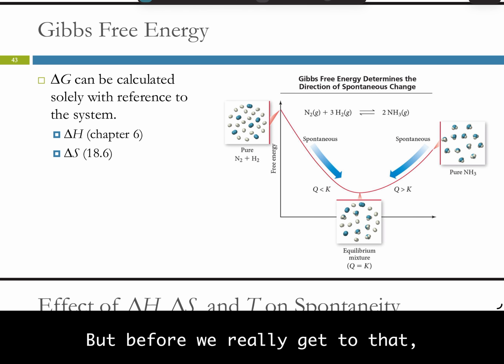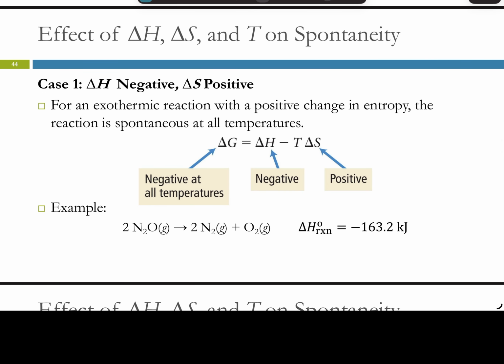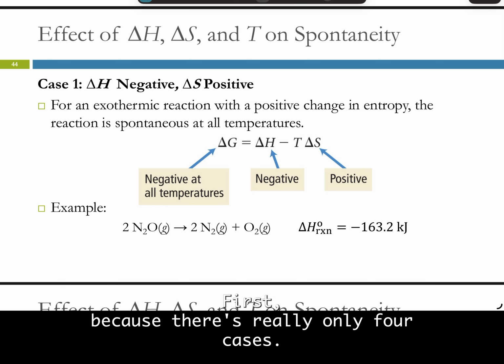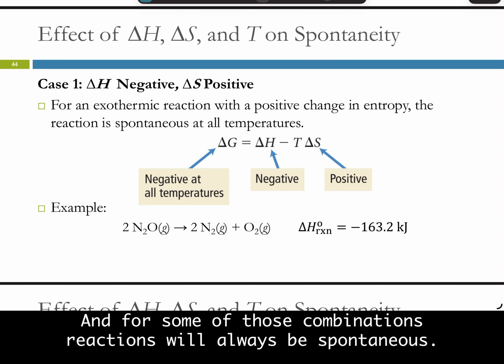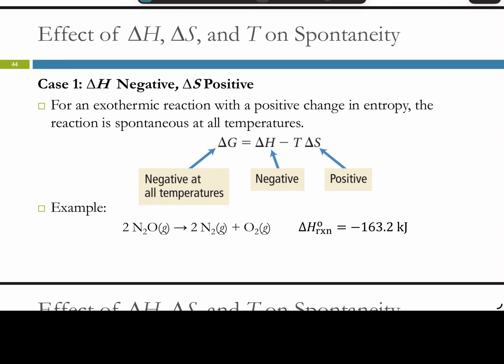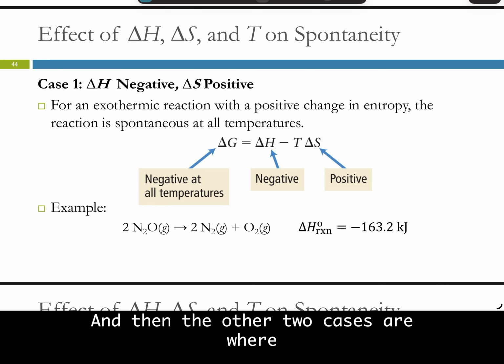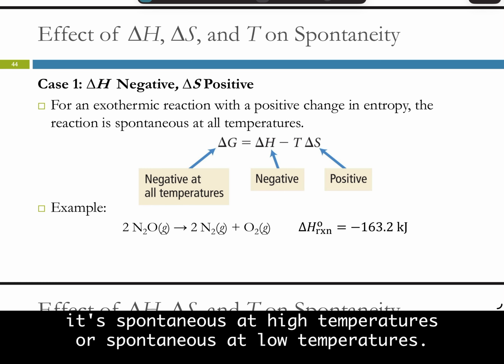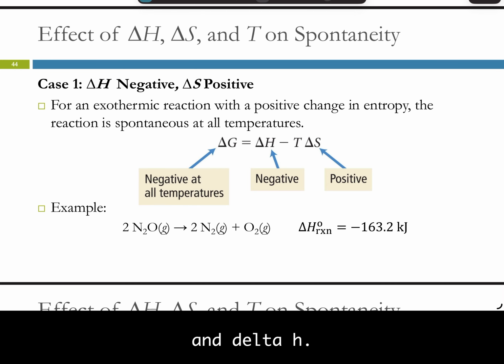But before we really get to that, we have to talk first about how these are related, because there's really only 4 cases. We have delta H and we have delta S. For some of those combinations, reactions will always be spontaneous. For some, reactions will always be non-spontaneous. And then the other 2 cases are where it's spontaneous at high temperatures or spontaneous at low temperatures. That depends on the signs of delta S and delta H.